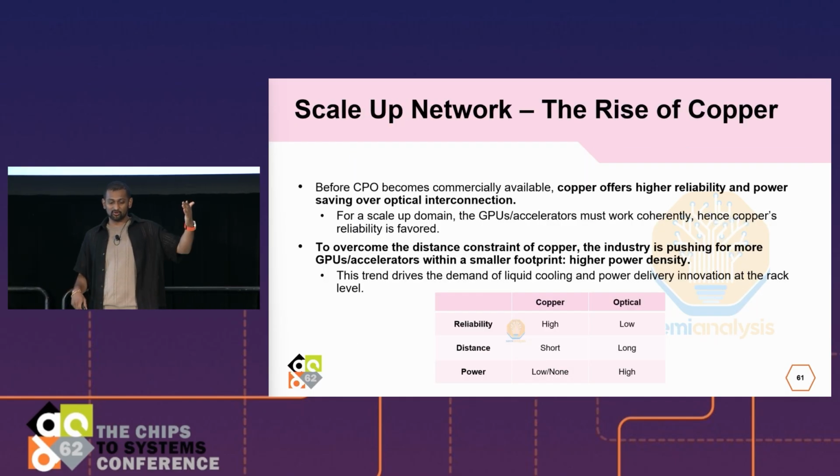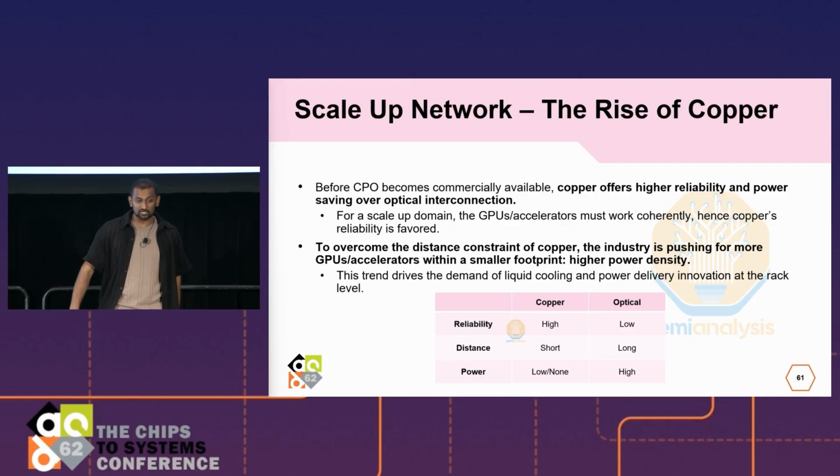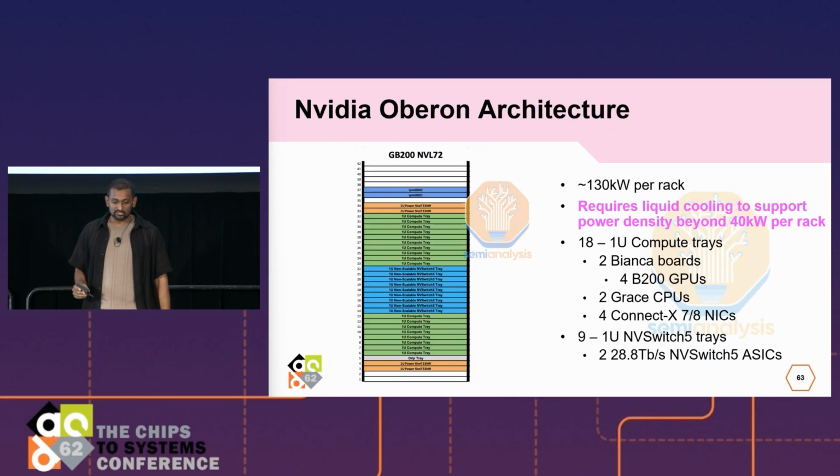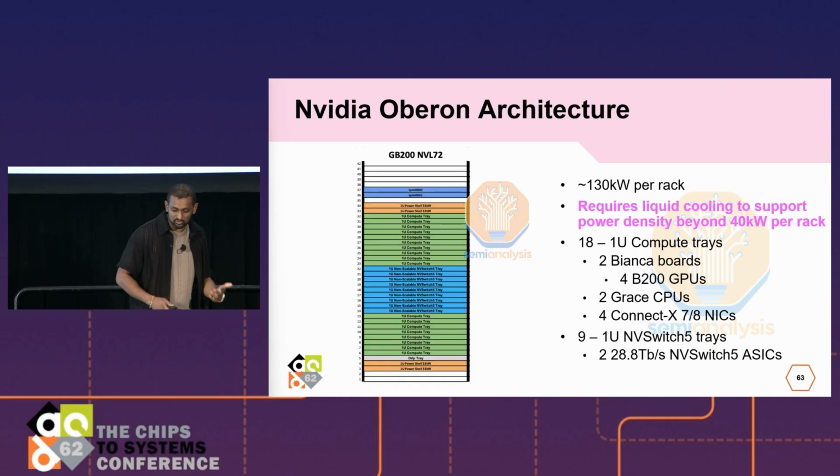And so reliability is high on copper, optical it's really low, but then you have the flip side with reach. But power, remember, copper, if you're not ever converting to optical, it's going to be lower power, as long as you're not retiming the signal and such, right? So this is where NVIDIA's rack architecture is really ingenious, right?